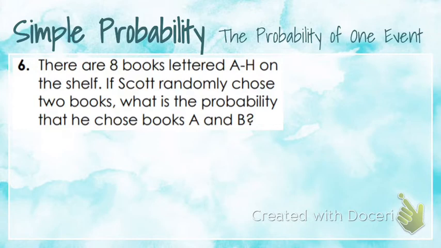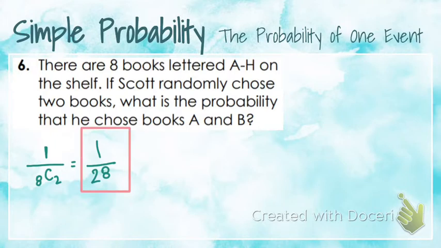Well, he can choose them 8 combination 2 ways. And only one of those combinations is going to be the right one. Is going to be A and B. Because order doesn't matter in this. It doesn't say that he chose them in order. It just says that he chose them. So A and B. So when we use our calculator, we're going to find that 8C2 is equal to 28. And so there is a 1 in 28 chance that he chose books A and B.